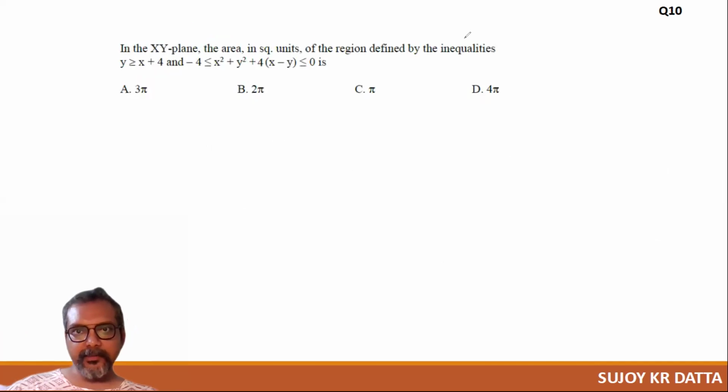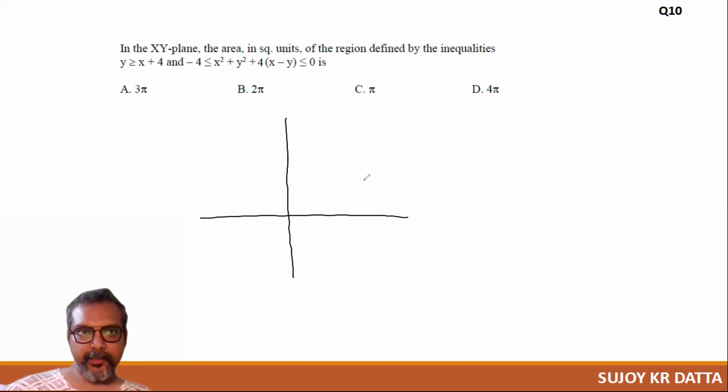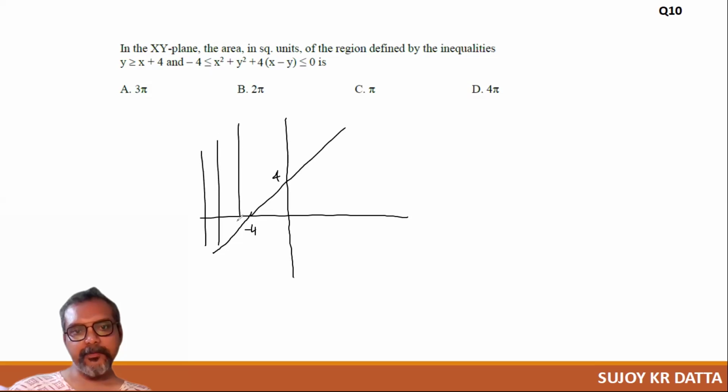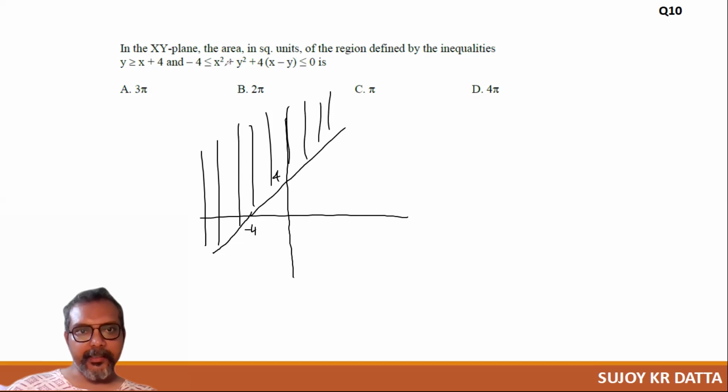So the area of the region defined by the inequality. Let's draw quickly. y is equal to x plus 4. So y equal to x plus 4 would look like this. The y-intercept is 4. And y is greater than, so we need to shade the region above this. So we'll need to go above. Then x squared plus y squared. So we have the next one, x squared plus y squared plus 4 times x minus y.